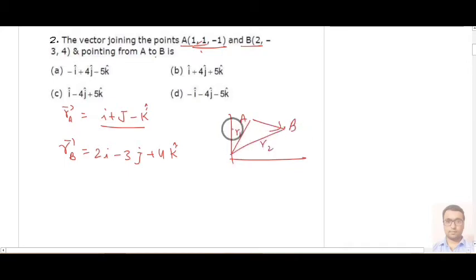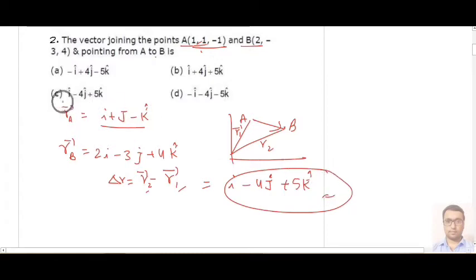and that vector can be determined by subtracting r1 from r2. Okay, that is called the displacement vector: final position vector minus initial position vector. So you will write i minus 4j plus 5k. This will be your answer. That means option C, or the third option, is correct.